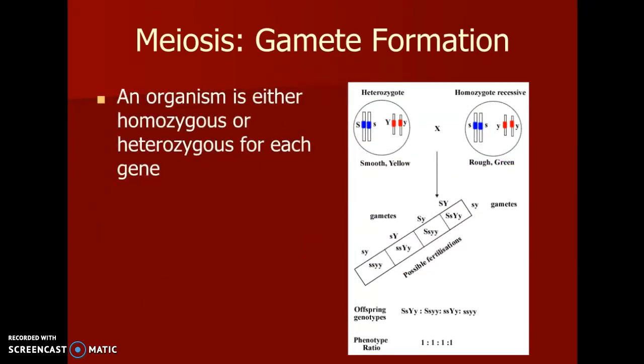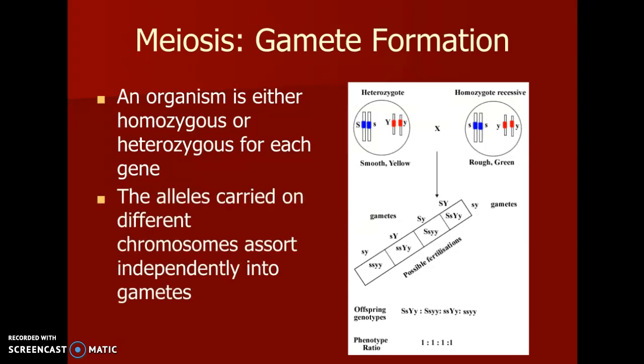Organisms are either homozygous dominant, or homozygous recessive, or heterozygous for each gene. And the alleles carried on different chromosomes are going to sort independently into gametes. As we can see here, we have a heterozygous one that shows the dominant phenotype for both but carries the recessive. And we have a homozygous recessive here that carries only the recessive for each one and displays the recessive trait. So our dominants would be smooth and yellow, and of course the recessives rough and green.